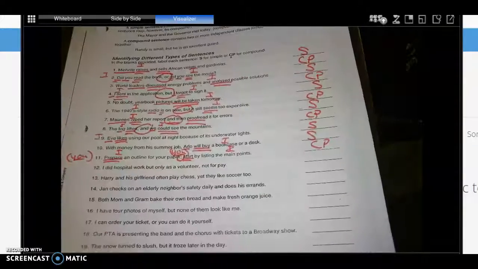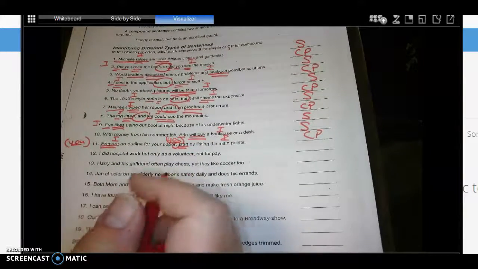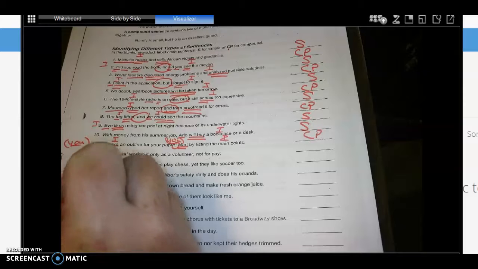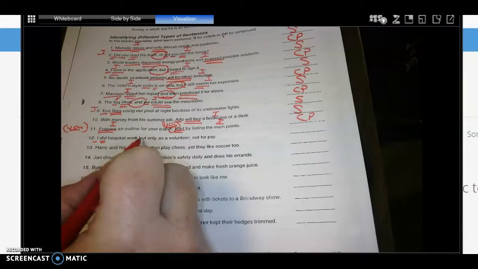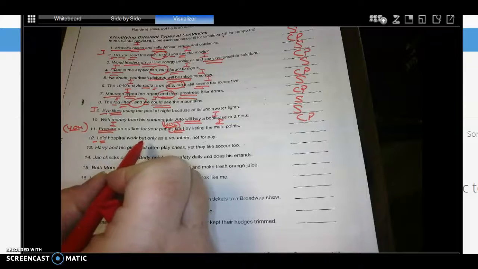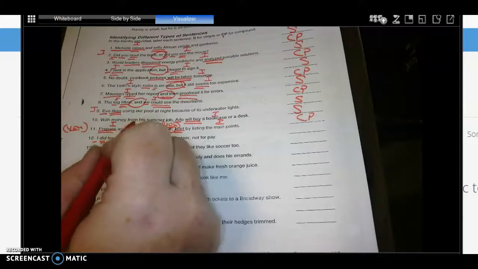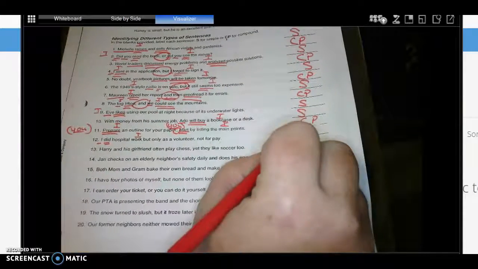Okay, on number 12, I did hospital work, but only as a volunteer, not for pay. So did is my verb, who did? I. Okay. And I do have a conjunction here, but it's only joining words, not clauses. So I only have one independent clause. This is just a simple one.